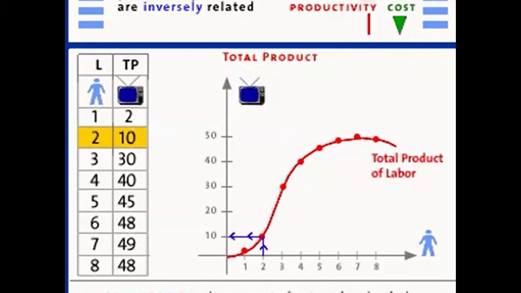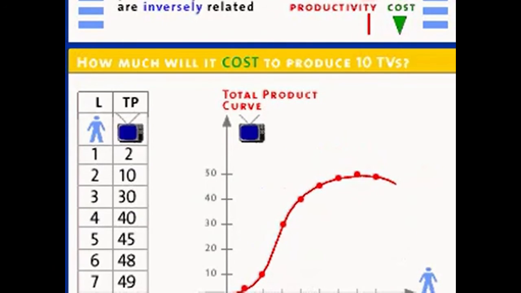Suppose you ask yourself, how much will it cost my firm to produce 10 television sets in a week? So instead of starting on the horizontal axis and going up to the total product curve, we're starting on the vertical axis and going over to the curve. We're saying, if we want to produce 10 television sets a week, how much labor will we have to hire to make that happen? And the answer is, we're going to have to hire 2 workers.